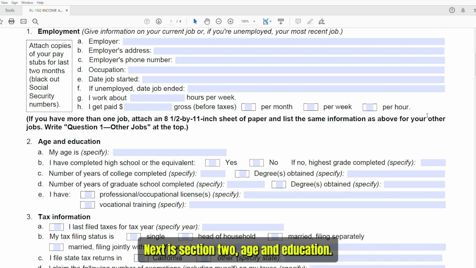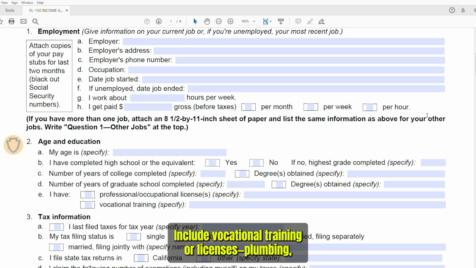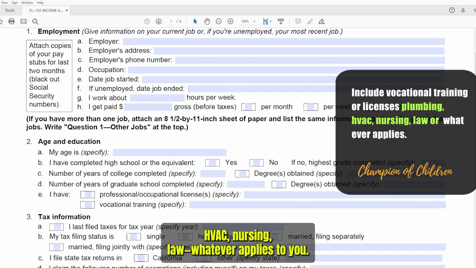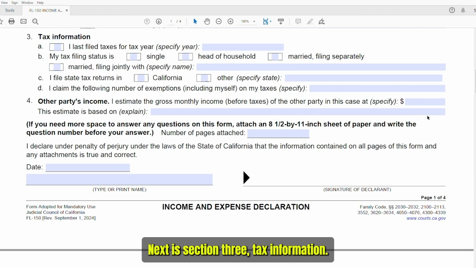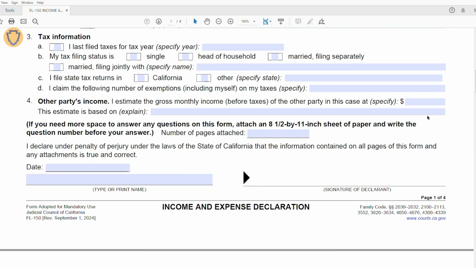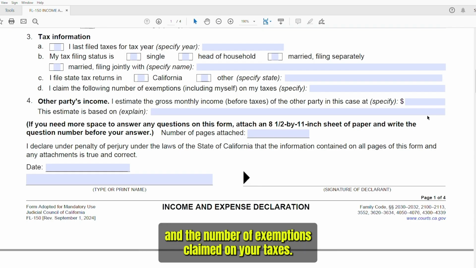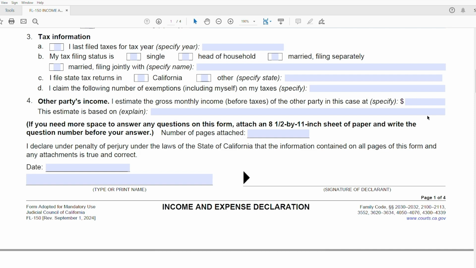Next is Section 2, Age and Education. Include vocational training or licenses, plumbing, HVAC, nursing, law, whatever applies to you. Next is Section 3, Tax Information. Enter the last year you filed taxes, your filing status, and the number of exemptions claimed on your taxes. For self-employed people, exemptions usually only include themselves, unless you claim others like a spouse or children.